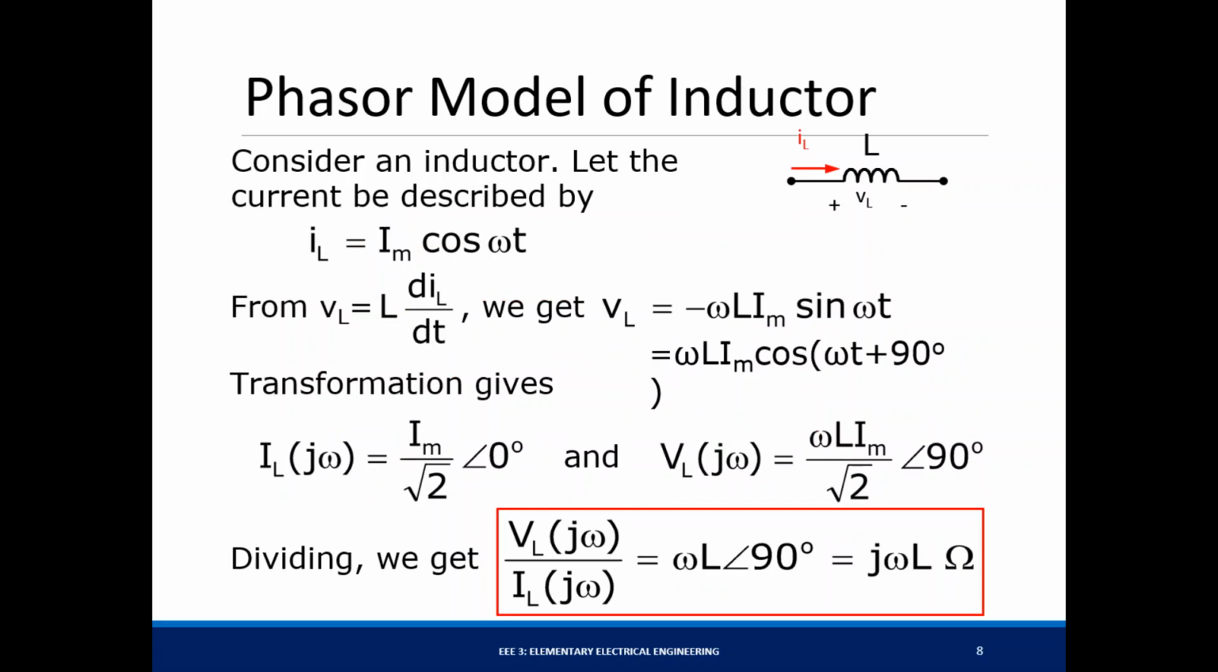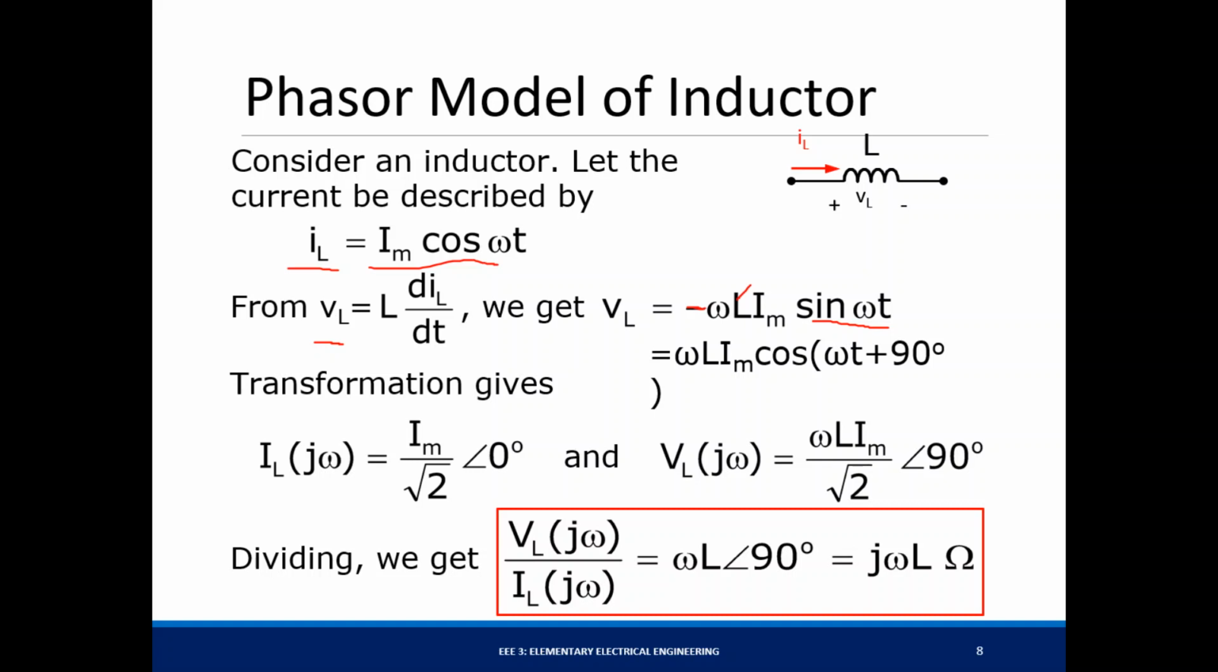If we try to map an inductance, let's do the same procedure. Let there be current passing through the inductance. Knowing that the voltage induced in the inductor is the derivative of the current, we get the derivative of this: the omega pops out, the cosine becomes sine, and this negative sine becomes omega cosine of omega t plus 90 degrees.